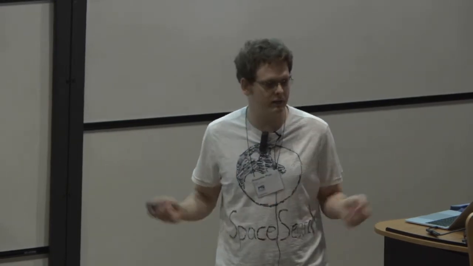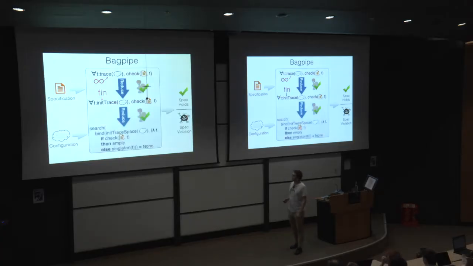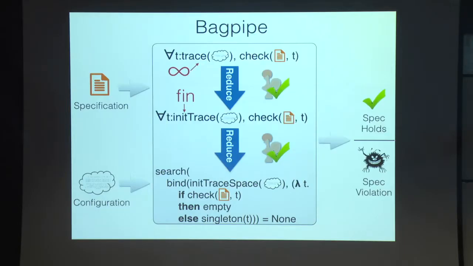OK, with this in mind, we now know how we can implement this check in Backpipe. What we're going to do is first construct the space of all the initial traces. And again, this is a finite set. And so all we have to do is use these singleton and empty and bind operations and so on to construct this set. Now, the next thing that we're going to do is bind over this space. So think of this as just like picking one particular trace and looking at that, and then doing that for all of them. Now, for one particular trace, we're going to check whether the specification holds.